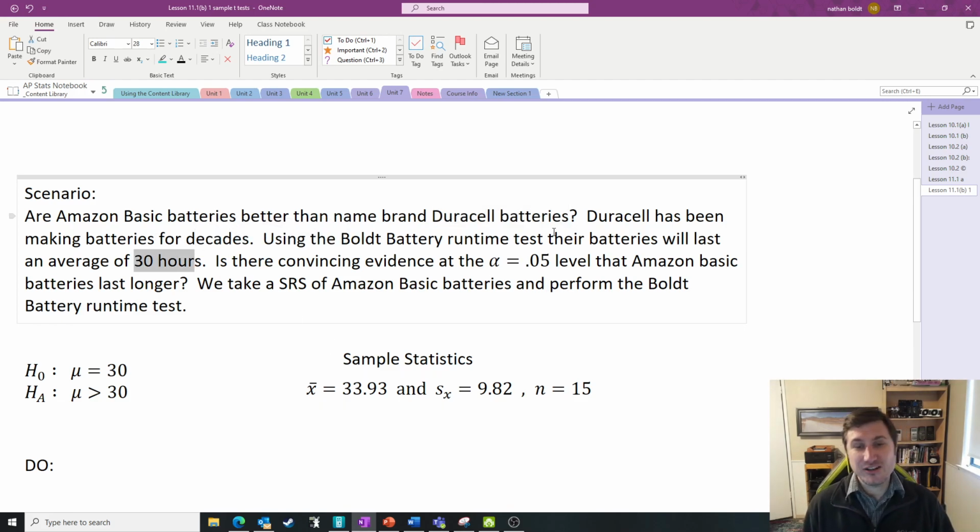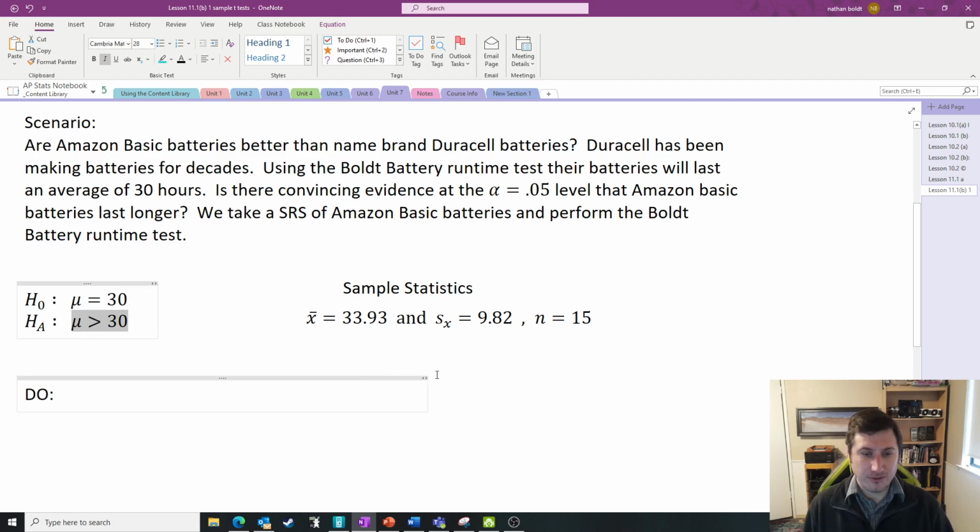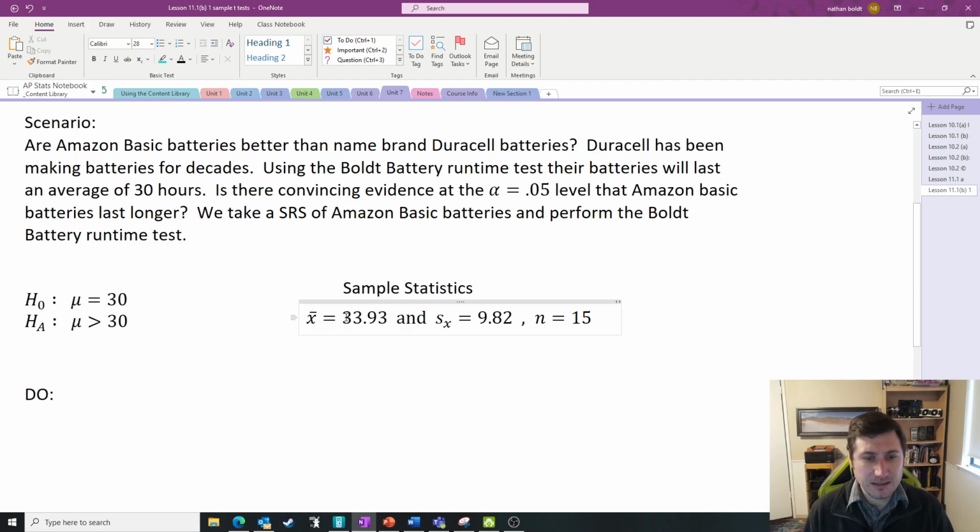So we want to know, is there convincing evidence at the alpha 0.05 level that Amazon Basics batteries last longer than 30 hours? So we have our null and alternative hypotheses over here. The null is that they're the same, all right, no difference, they equal 30, and our alternative is that they are greater than 30 hours. I don't have it here, but we took a sample, right? I had the sample data before where the mean is 33.93 and the standard deviation of the sample is 9.82, and we had a sample size of 15.